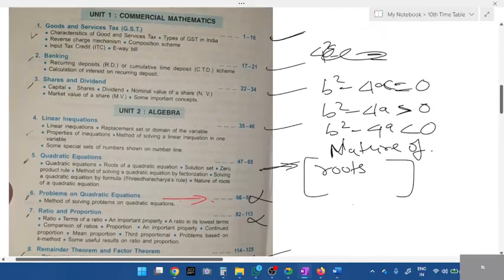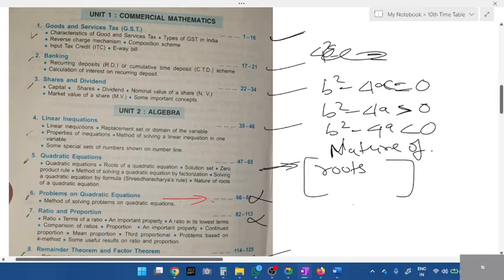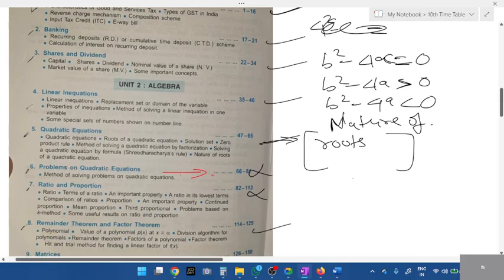Okay, quickly, I'll just tell you: banking, shares and dividend. You are thorough with these two. Banking, shares and dividend. Okay, shares and dividends, I'll just teach the formulas, and one question I'll do, which is the sale proceeds. That is often repeated, the sale proceeds question. Linear inequation, nothing. We have done a lot of questions. Quadratic, the last exercise I'll make you all revise. Roots, that will take 15-20 minutes.